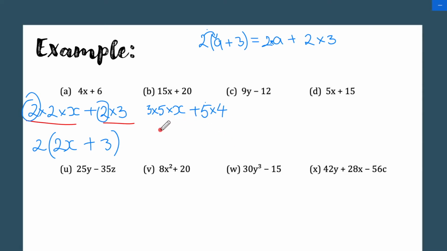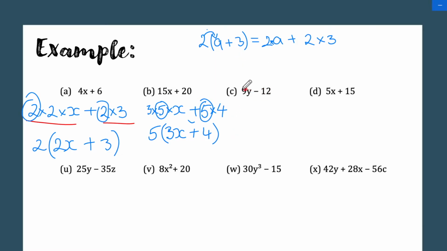Okay, so I am going to circle the 5 because that's the one I'm going to put in front of the bracket. And now in the bracket, I'm going to put whatever is left here after I divide it by 5. So it's 3x plus, and here I have a 4 left. Okay, 3x plus 4. That's it.